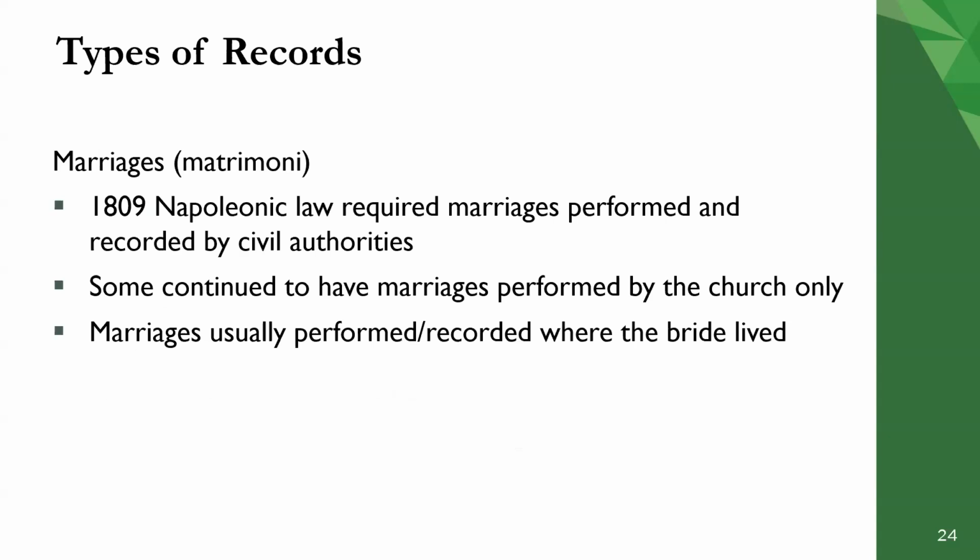Marriages. Napoleonic law required that the marriages be performed by civil authorities. Did not care if they got married in the church. However, being Roman Catholic, most of the times they would get married in the church and forget about the civil one until it was necessary. A lot of people would register once they had a child because they could not send the child to a public school without it being legitimate. So they would have to register the child and then they'd have to get married. So the dates might be way far apart. But they were usually performed and recorded where the bride lived. 9 times out of 10, the bride and the groom lived in the same town.